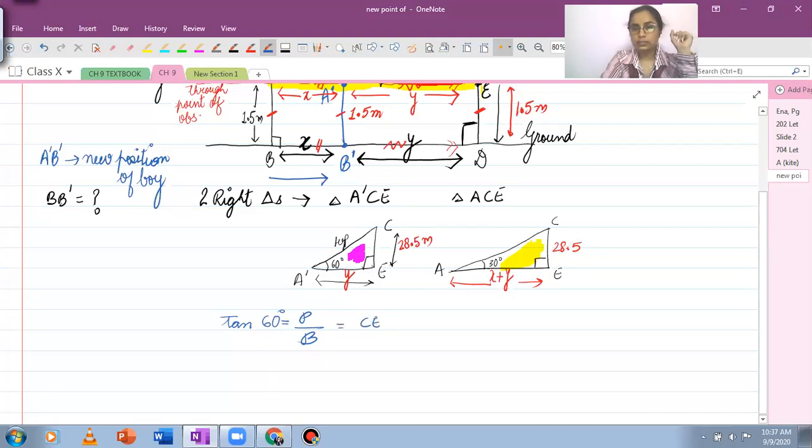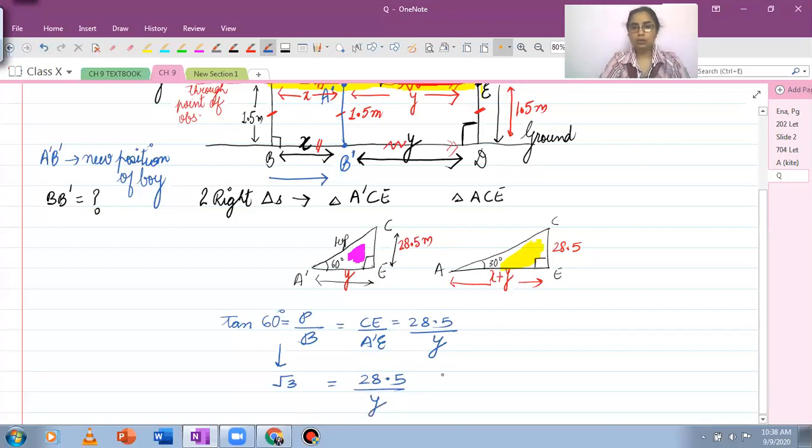Perpendicular is CE, which is 28.5, and the base is AE, which is y. So the relation that I get, by using the table of values, is root 3 equals 28.5 over y. From here, you can find out y.